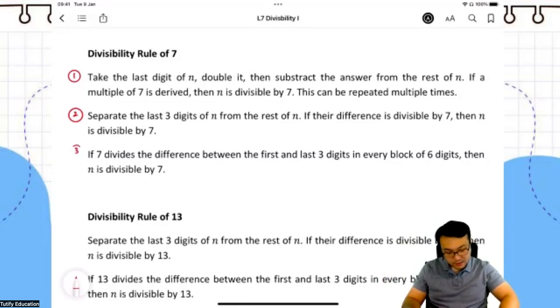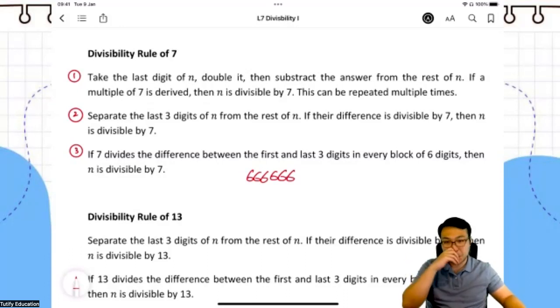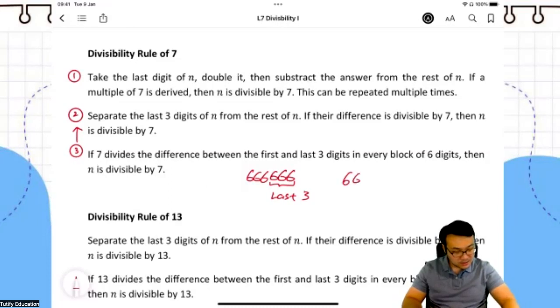And the third way, if you see a block of 6 digits, let's say the number 666666, a block of 6 digits, for example. Actually, number 2 and number 3 are similar. The rules are similar. You just take the last 3 digits of n, and find the difference between the last 3 digits of n and the first 3 digits. So if it's 666666, then you just take 666 minus 666, and you find that it's 0.